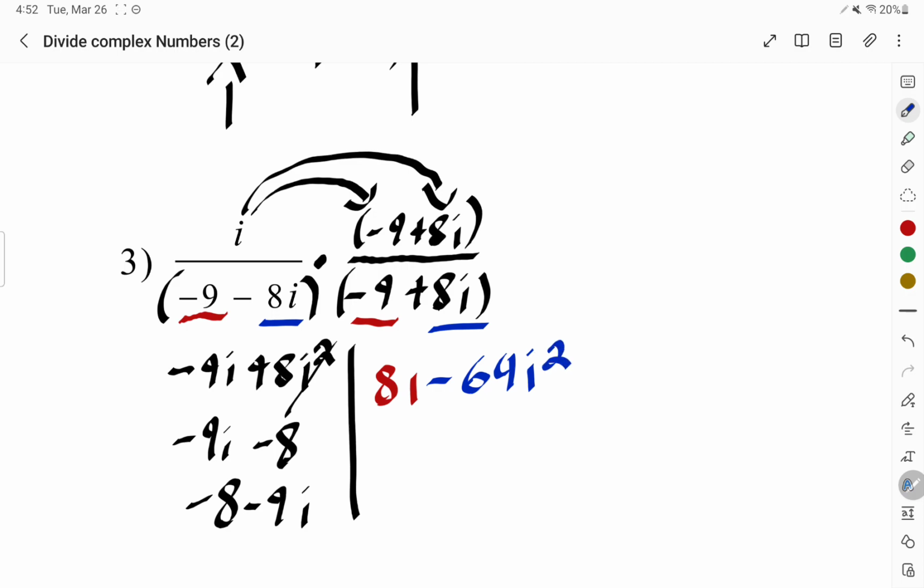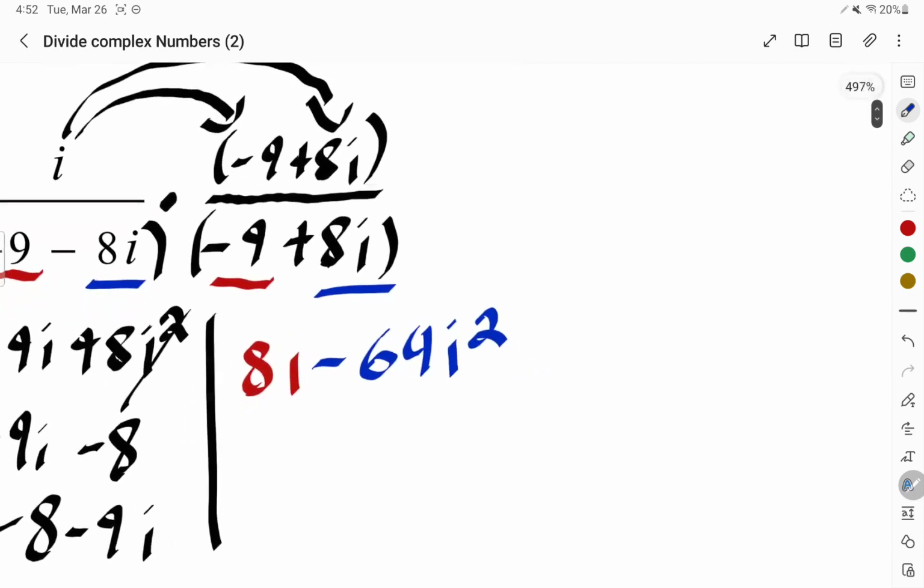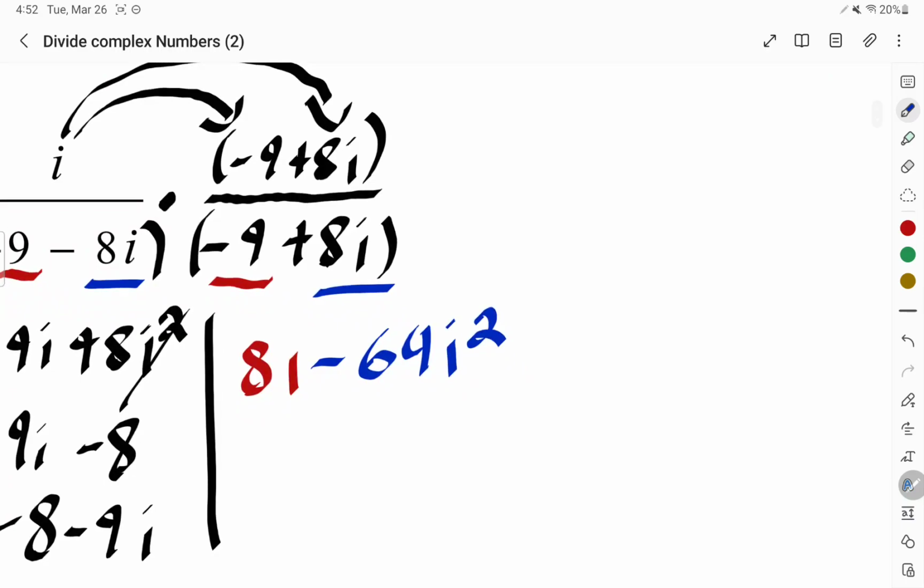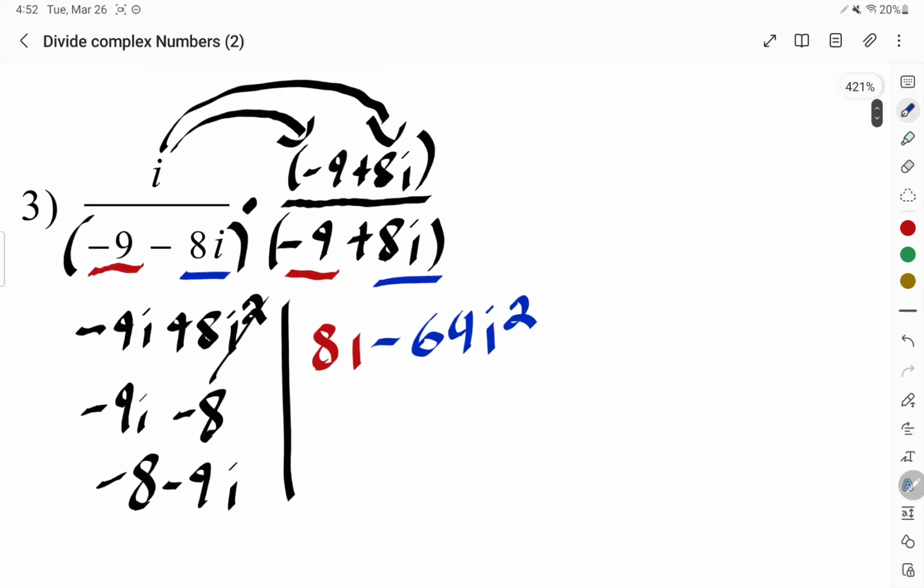I squared. The reason why I can do this is because every time we're multiplying the bottom part, my 2 middle ones are always going to cancel out. That's the reason why we do the conjugate. It's going to eliminate any i's that we need. So now all I have to worry about is changing this guy.